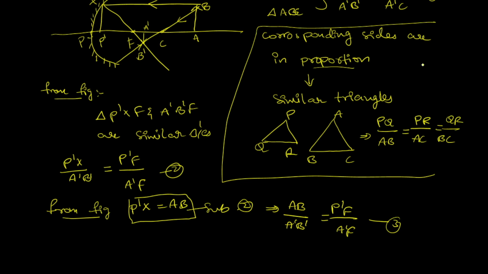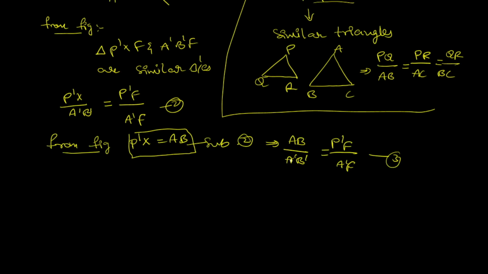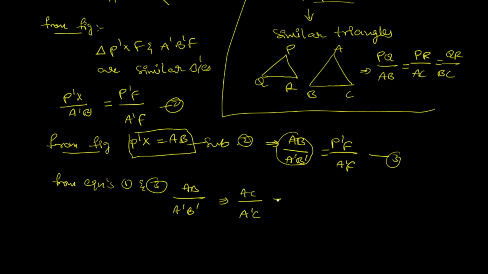And I am going to use these equations 1 and 3. Okay, here in the first equation we have AB by A prime B prime, and in the third equation also we have AB by A prime B prime on the LHS. Therefore, the RHS can be equated. From equations 1 and 3, on the left hand side we have AB by A prime B prime, so we can equate the RHS. We have AC by A prime C, which is equal to P prime F by A prime F. This is equation number 4.